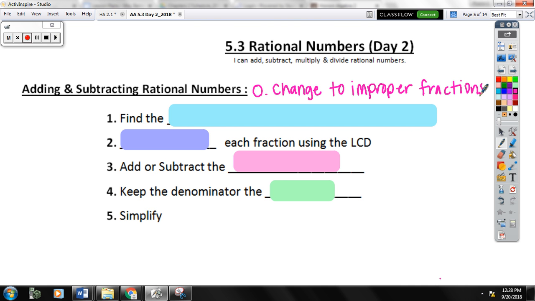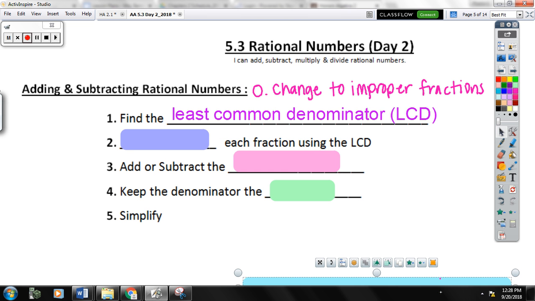All right, once you change any mixed number to an improper fraction, then we're going to find the least common denominator, LCD, which is the least common multiple of the denominators. And you really just need a common denominator. It doesn't have to be the least, but it's just helpful.